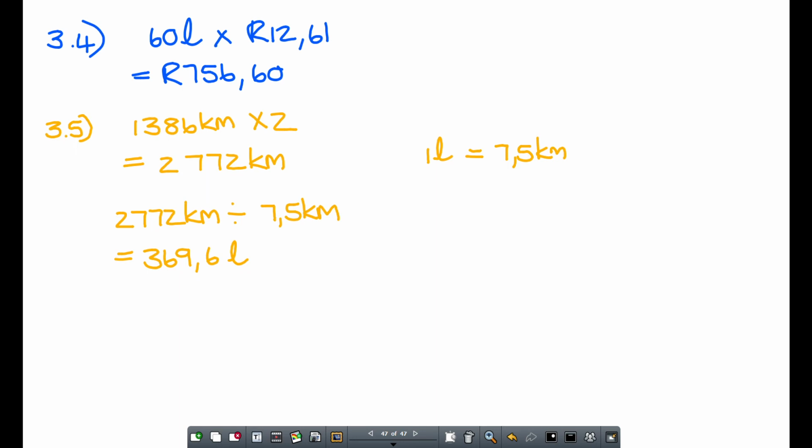Hulle het my gesê dit kos R12.61, so then I'm going to take the 369,6 liters times R12.61, dis wat 1 liter moet kos. So met ander woorde, dit kos vir haar R4,660, and round off your cents, because when we work with money, we only want 2 decimals, so R4,660.66 cent. Dit is wat dit al gaan kos om soontoe en terug te ry.